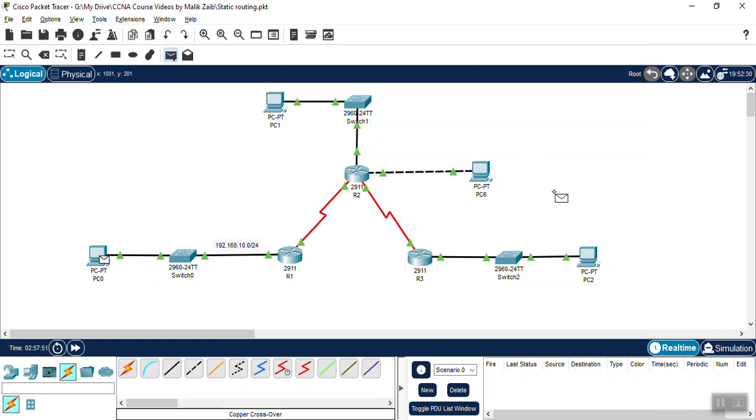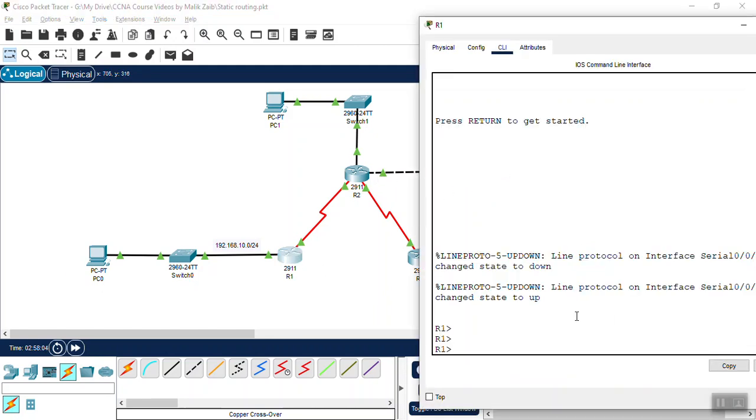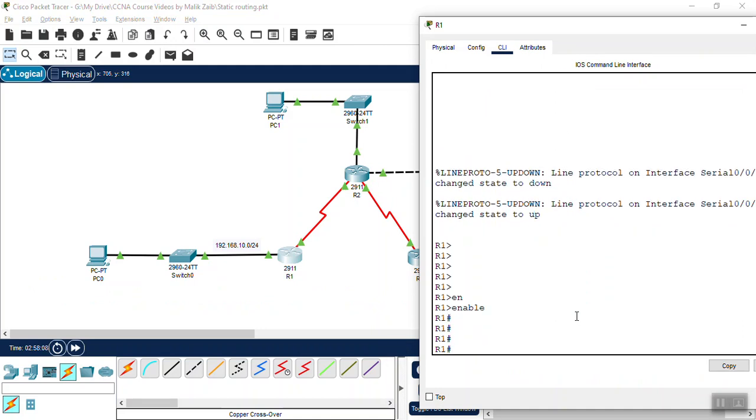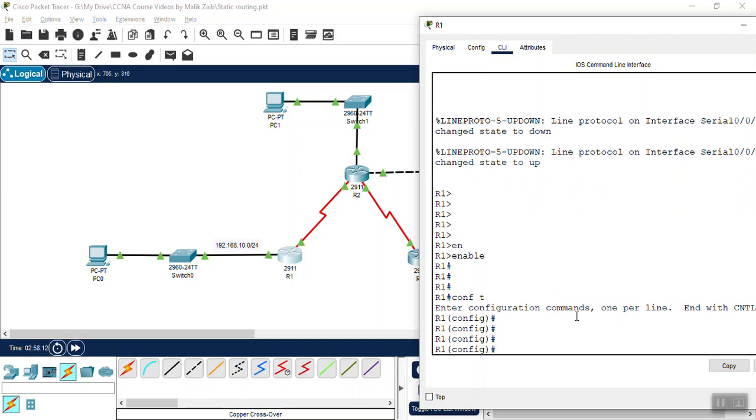So we are sending the packet from here to here, and as you can see, it failed. Why did it fail? Because router 1 doesn't know the route for this PC 6. So I will configure the route on R1. I will go to enable, then to the global configuration mode. Then I will write the command ip route.